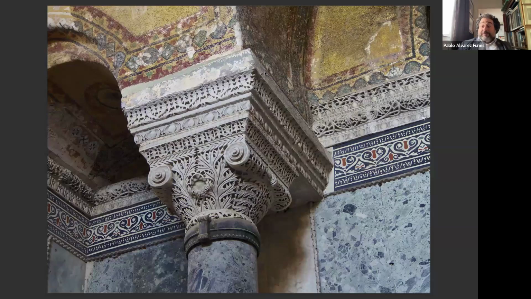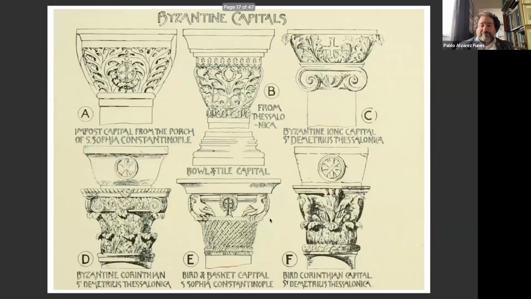and also see the craft required to build this capital. This leaf has been carved, and all the space behind has been left hollow. It's a very, very, very beautiful technique, very expensive, and you can only do it with certain types of stone, namely marbles. You cannot do it with granite. You cannot do it with sandstone. You could do it with limestone, but marble and limestone are the only ones you could use. See also the ring around to provide extra stability to the column.